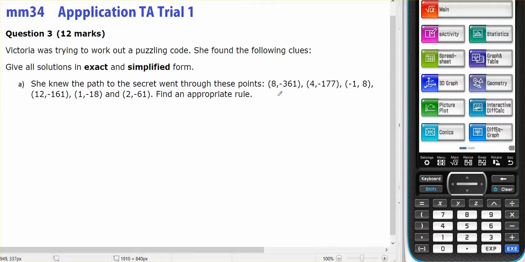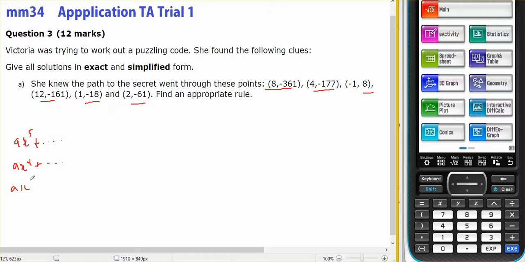We know it goes through 1, 2, 3, 4, 5, 6 points. So it could be ax to the 5 plus, or ax to the 4 plus, or ax to the 3 plus, ax squared plus, or it could be linear. Don't know, but I'm going to put it into statistics and have a little look.